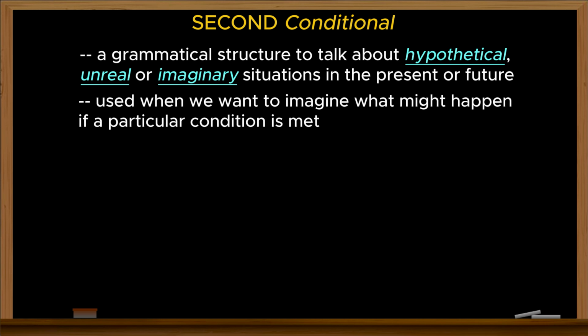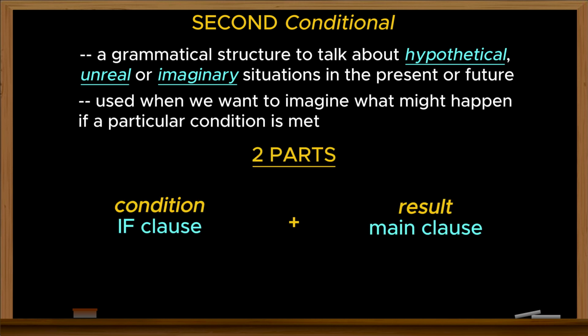The second conditional has two parts. The if clause, which expresses the condition, and the main clause, which expresses the consequence or result of that condition. It allows us to imagine different outcomes based on specific conditions. It's a way to explore possibilities and express our desires and dreams.